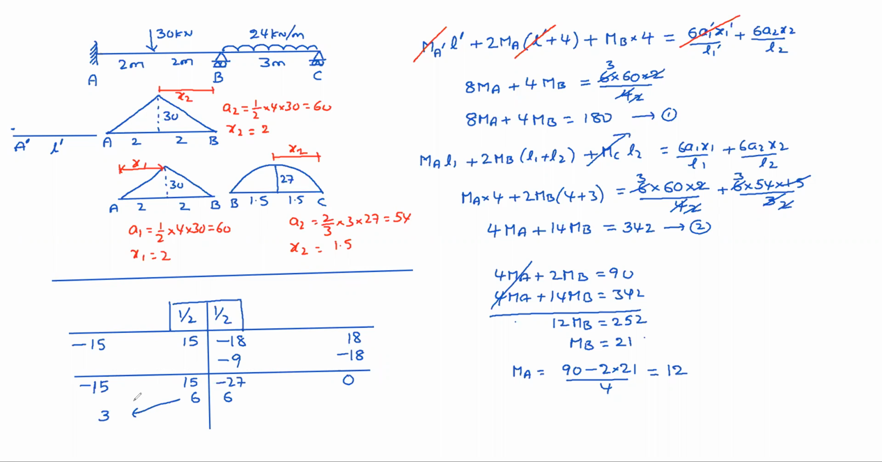Now minus 12, 21, minus 21, 0. So hogging moment at A is 12, hogging moment at B is 21. 12 and 21. See, in less than 1 minute you can solve by using the moment distribution method. So the moment distribution method is always superior, right?